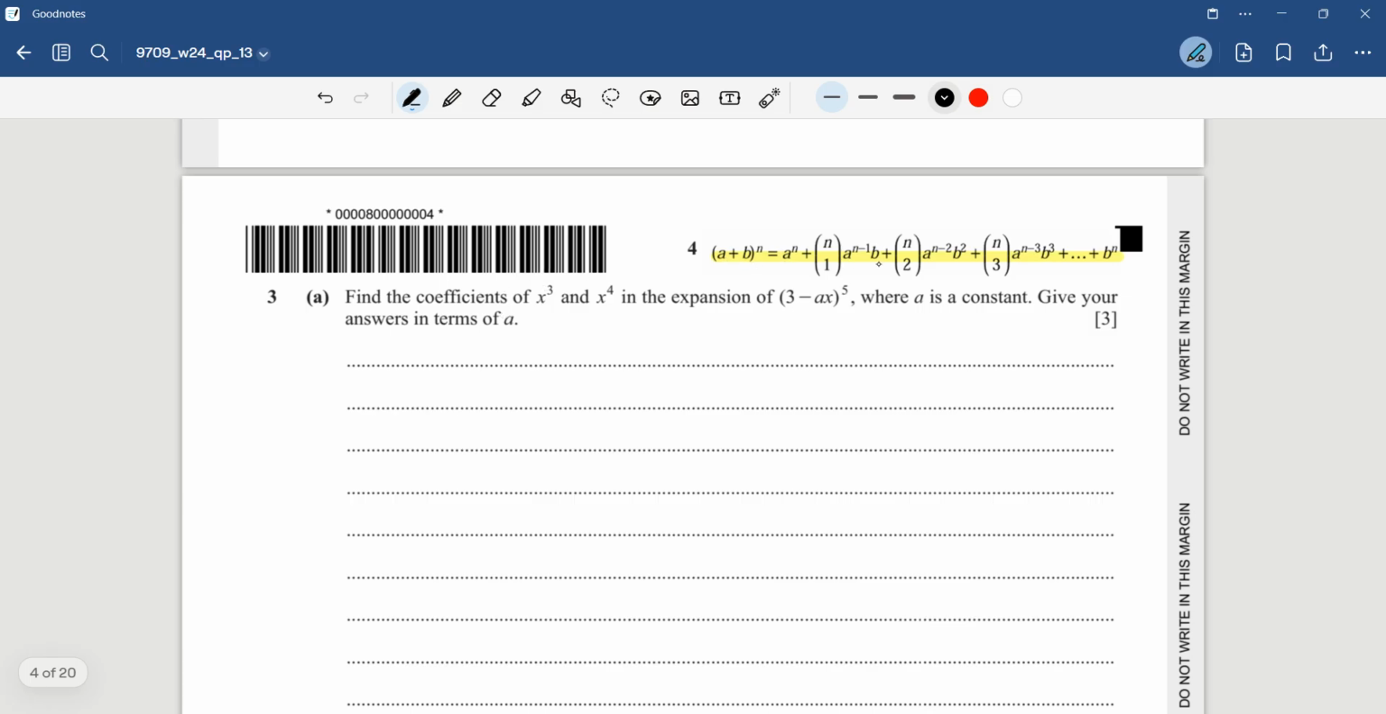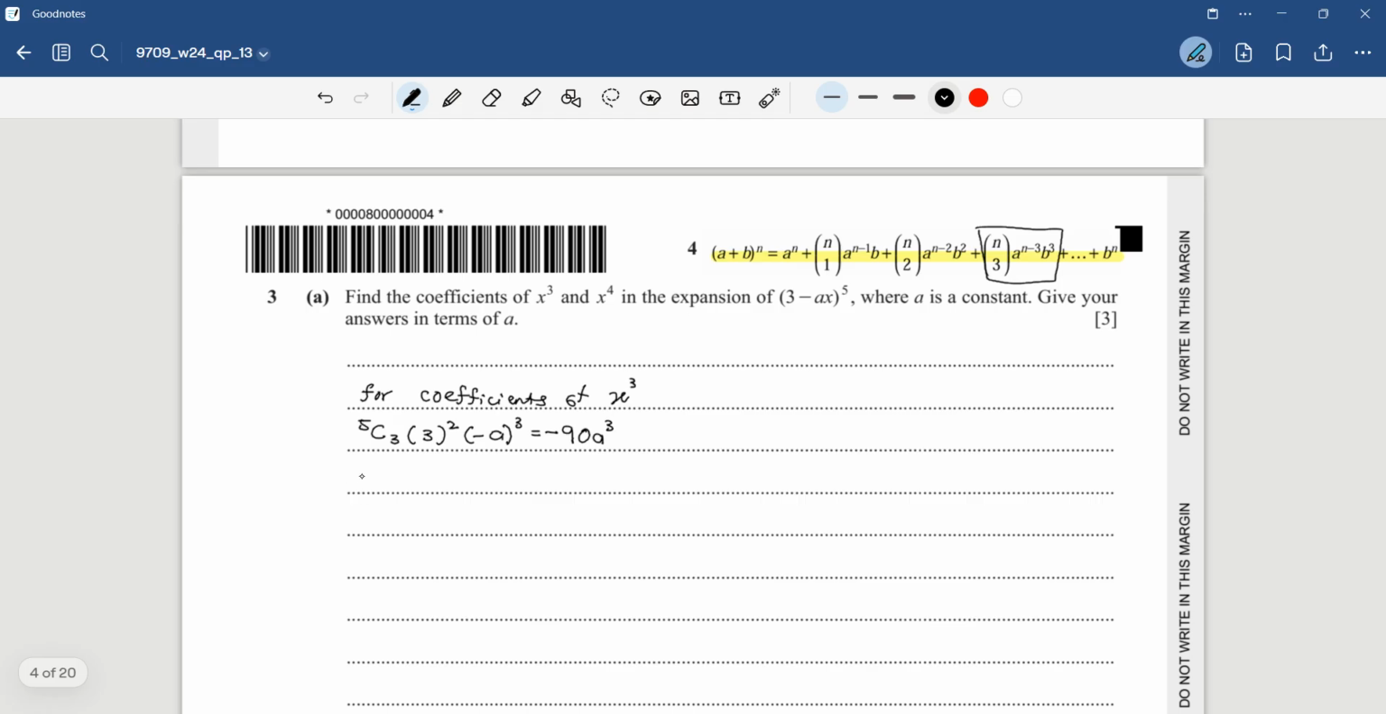If you notice here, there is a and b. If I want to have x to the power of 3, this is what I'm going to use: nC3. For the coefficient of x cubed, n equals 5. So 5C3, a is 3, 5 minus 3 is 2, and b is negative a. I ignore the x because I just want the coefficient, so the coefficient of x is negative a. So I just use negative a here, negative a cubed. You press this in the calculator and you'll get negative 90a cubed.